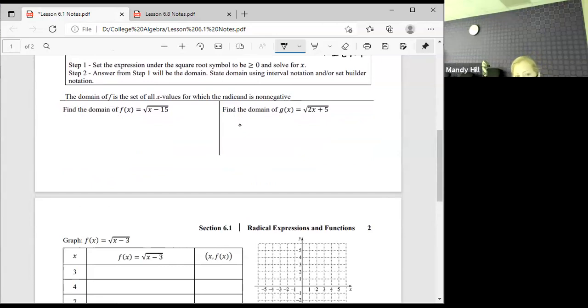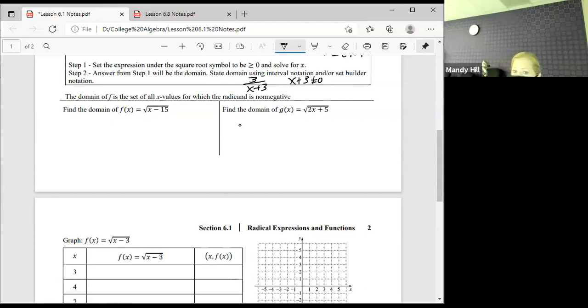So this says the domain of f is the set of all x values for which the radicand is non-negative. Radicand is just a fancy word for what's under the square root. So far we've had problems in the domain where we have a fraction, right? If we wrote down 3 over x plus 3, you would tell me x plus 3 cannot be equal to 0. We'd have a problem in the domain there.